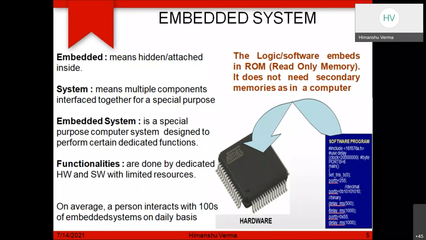So embedded, that word embedded is a combination of two words, embedded and system. The word embedded means that something is attached inside that system. And the system we already discussed: multiple components work together in a connected, united way and provide a common goal or a special purpose. So an embedded system is a kind of special purpose system designed to perform a certain dedicated function, a dedicated task.